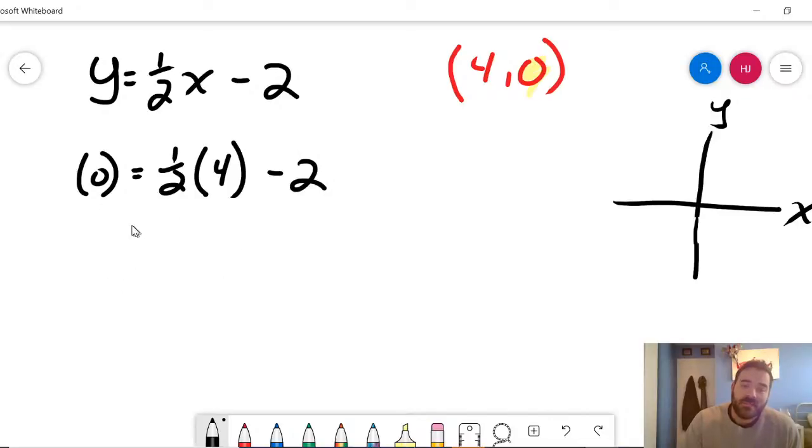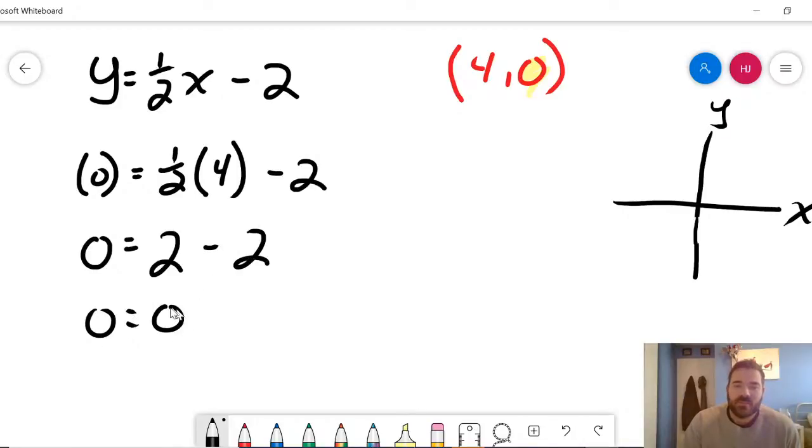And now I'm going to simplify it to see if the left side equals the right side. So the left side is 0. I don't have to do anything with that over there. 1/2 times 4. Well, I'm multiplying 4 by 1/2. I know what half of 4 is. I know that it's 2, so I'm just going to write 2 minus 2. 0 is equal to 0. That works. The left side equals the right side. The equation is true, and therefore (4, 0) is actually a point on the line, right over here. Well, let's test (7, 1).